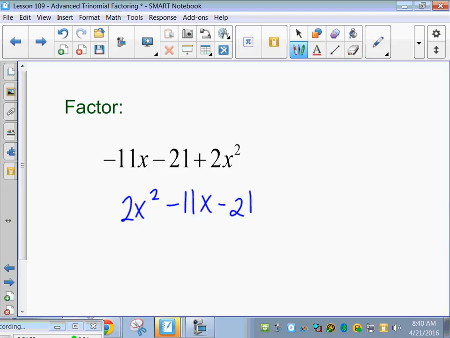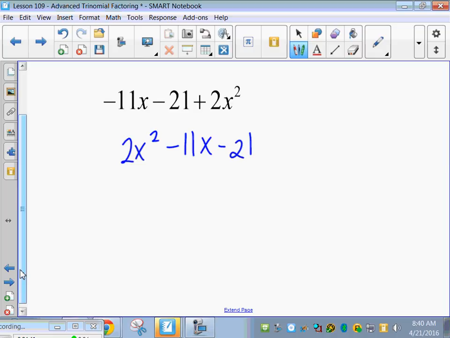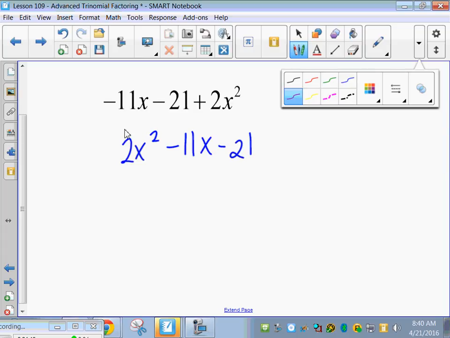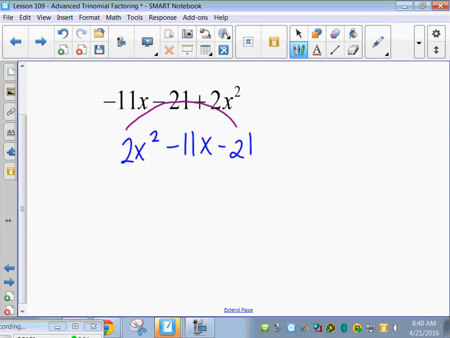Okay, we know we're doing AC factoring because there is not a 1 in front of x squared. Otherwise, we would do easy factoring. So we're going to do AC factoring, so we're looking for two numbers that multiply to be what? Negative 42. They have to multiply to be negative 42, and they add to be what? Negative 11.